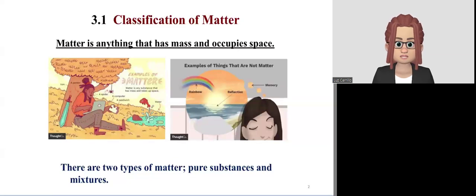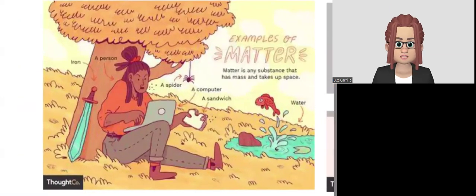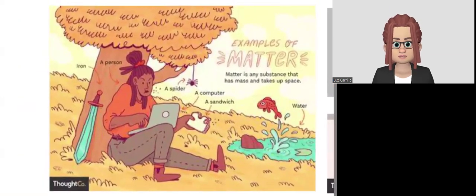We have two images in the following slide. On the left side, we have an image that is illustrating different substances that are considered matter. As you can see, there's a wide variation of all the things present here, including the person, the spider, the sandwich, the computer, the water, the fish. There are many examples of matter. And the reason why all of these substances are considered matter is because they have mass and they take up space.